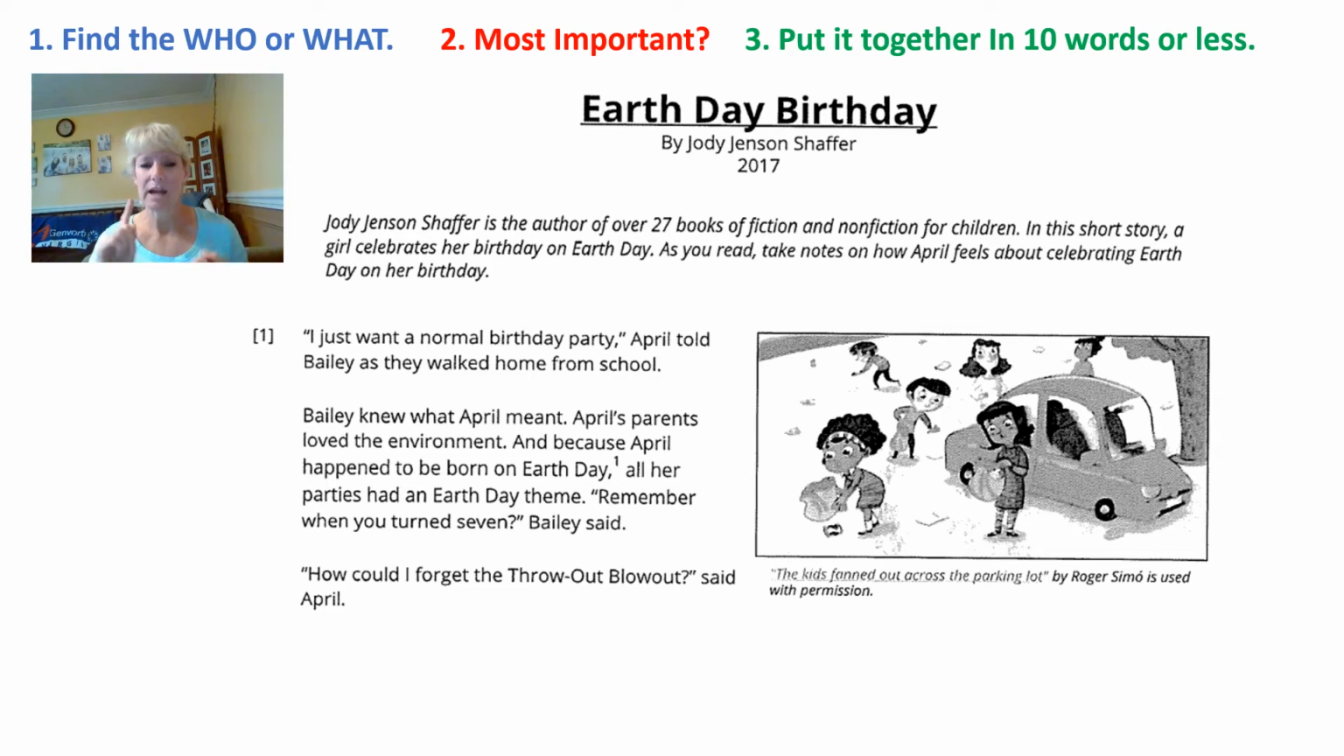Remember, I'm going to keep in mind who or what's in the story, what's most important, and then put it together. Now, I've already pre-chunked this story. So if you're looking at your paper copy or your copy online, you're going to see that I only snipped out part of this. So I've chunked it already. I'm going to go ahead and read the story. You can read along with me or you can just enjoy my reading.